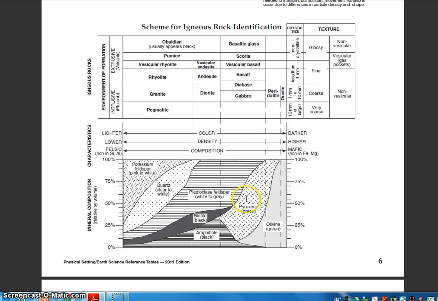So that's it for the scheme for igneous rock identification. I hope this tutorial helped.